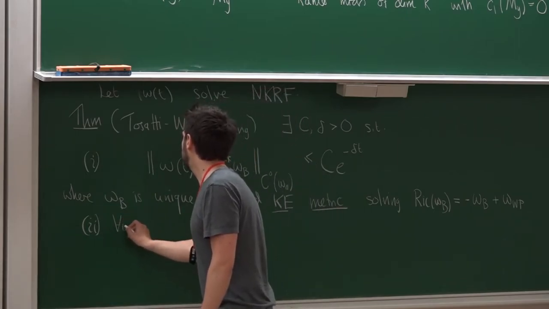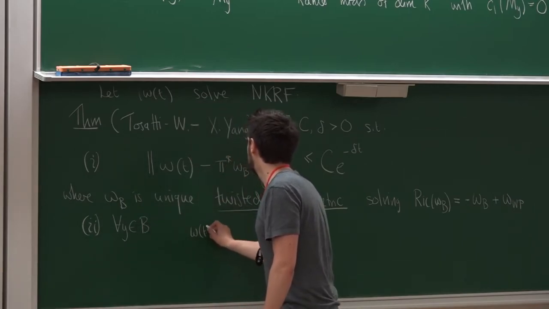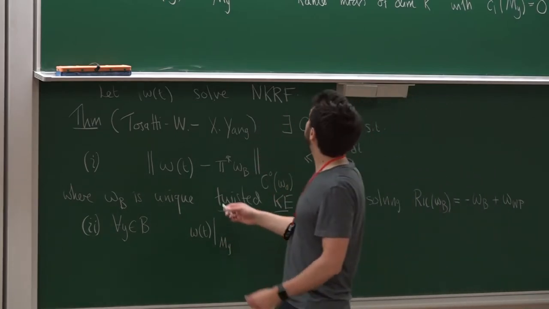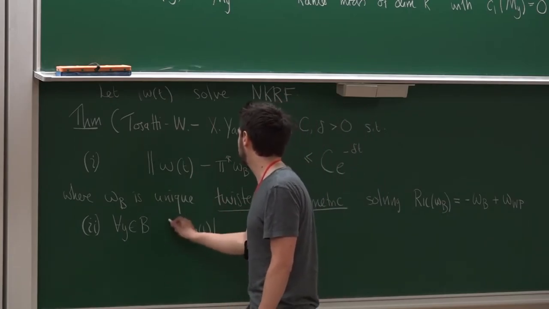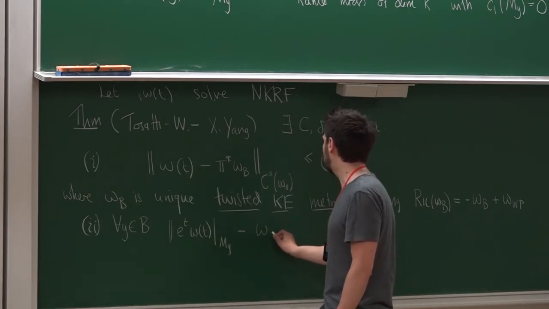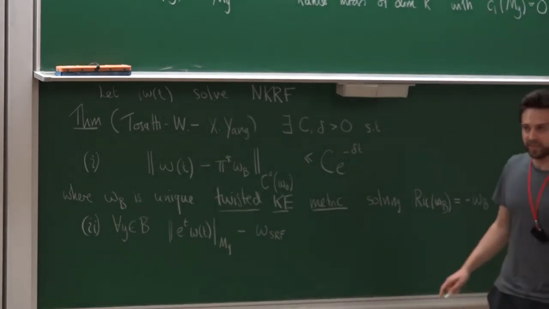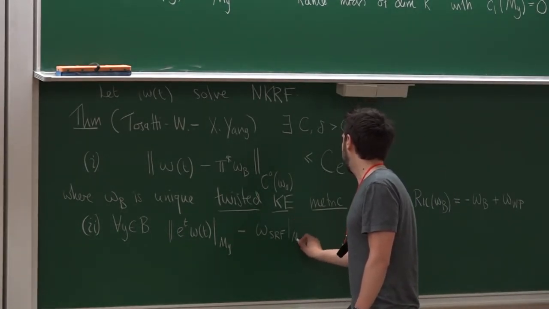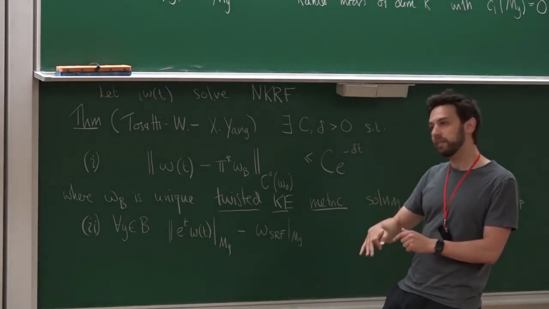So for all y in B, if you take omega t and you restrict it to the fiber, which I call M_y, and then let's rescale, because we know that the fibers are going to be shrinking. So I rescale by e to the t. And then I subtract something, which I'm going to call omega SRF. Now, this is the semi-Ricci flat. I'm going to explain in a second how to define this. Restricted to M_y, this is a 1-1 form on M, which gives you a Ricci flat metric in the fibers.